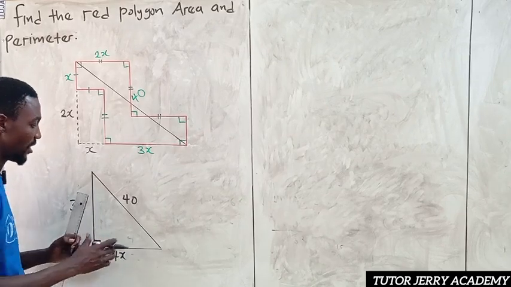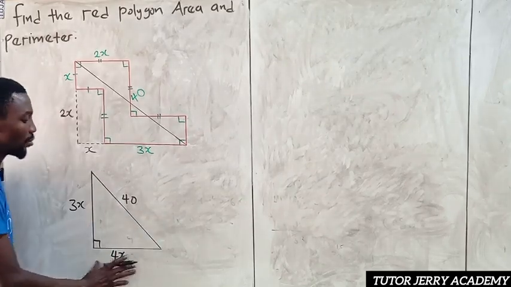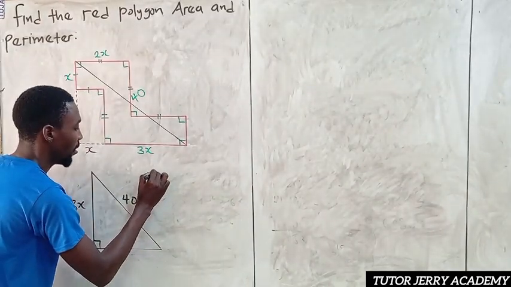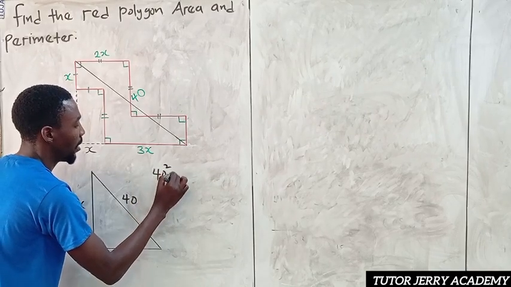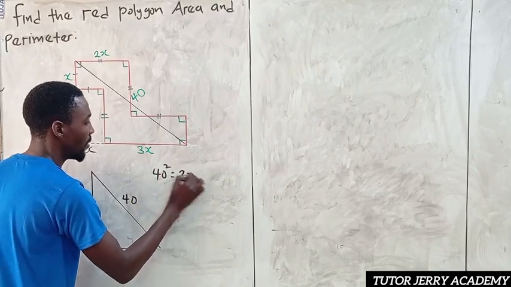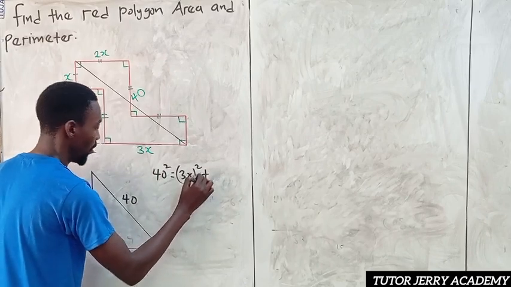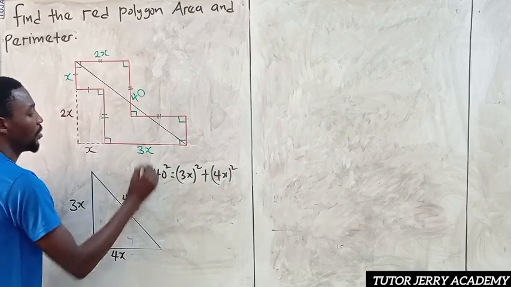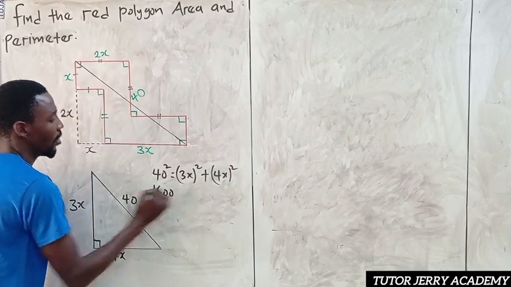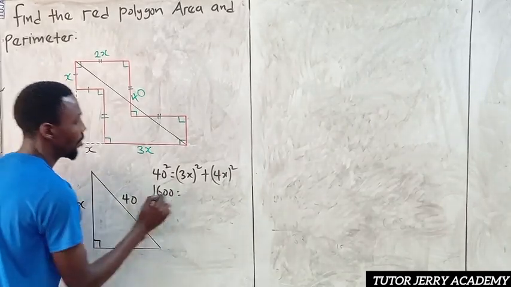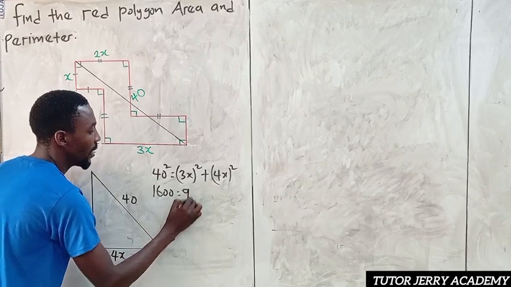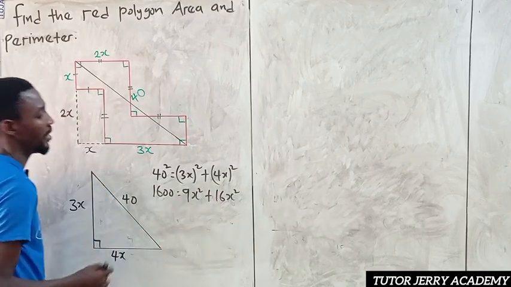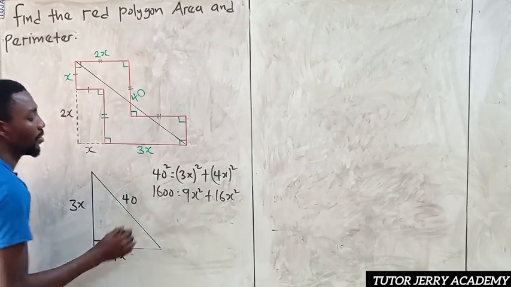So for us to find our s here, we are going to use what we call Pythagoras theorem, which says the square of the hypotenuse is the sum of the squares of the two other sides. So 40 squared equals 3s squared plus 4s squared. All right, so 40 squared is 1600. Is that clear? Which equals 9s squared plus 16s squared. If we add these together, we get 25.